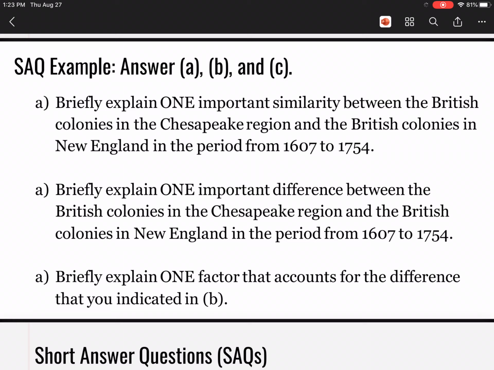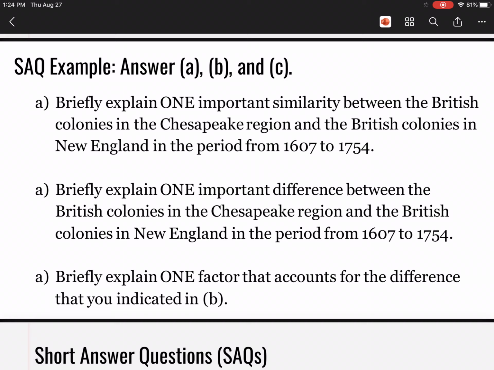But it says, briefly explain one important similarity between the British colonies in Chesapeake region and the British colonies in New England in the period from 1607 to 1754. Same thing next with should say letter B, it says A, but this is important difference between. And then what should be letter C, explain one factor that accounts for the difference that is indicated in B. So you'll often see this kind of the same prompt, but worded slightly differently between A and B, and then C asking you to explain why that is.